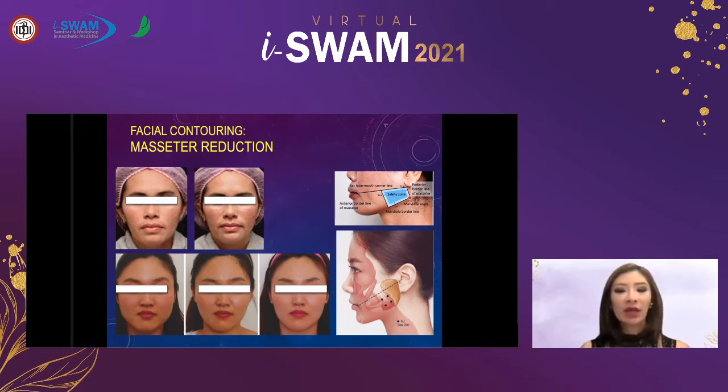And what you can give to the patients, for female patients, you can start with 15 to 20 units, depending on the masseter muscle volume itself.